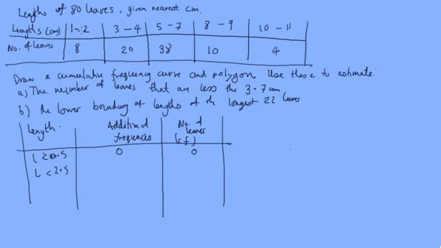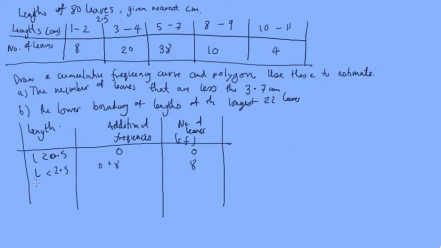So we're having leaves that are going to be less than 2.5, because anything that is below 2.5, so if we put 2.5 here, if a leaf was 2.5, it would be rounded up here. But if it's less than 2.5, even though it would say it was 2.49, it would be rounded to 2. So we've got the 0 from the previous one, add 8, because there's 8 leaves that are between 1 and 2 centimetres. So that's 8.